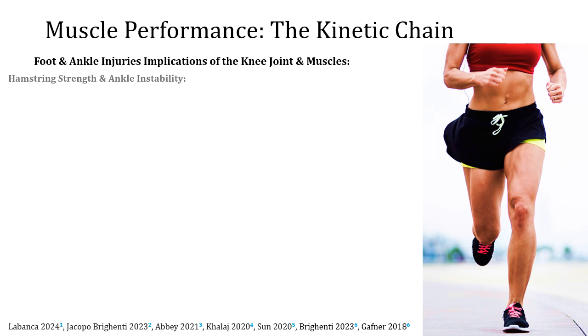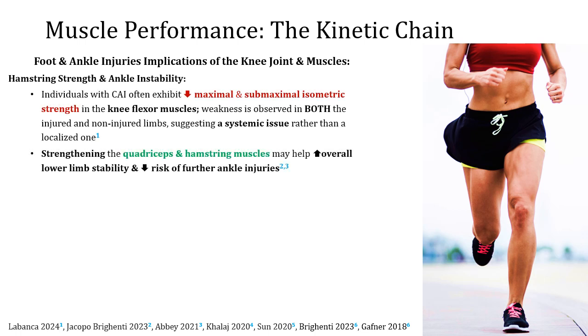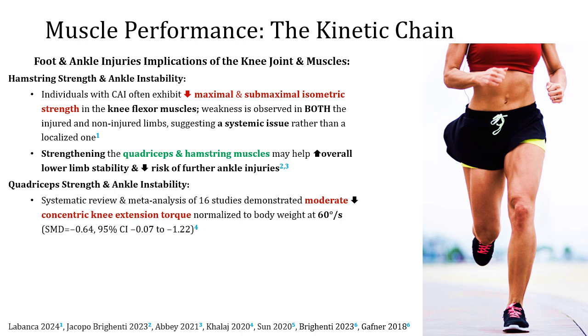Looking at the muscles around the knee, hamstring strength and ankle instability: individuals with CAI often exhibit decreased maximal and submaximal isometric strength in the knee flexor muscles. Weakness is observed in both the injured and the non-injured limbs, suggesting more of a systemic issue rather than just a localized one. Strengthening the quadriceps and hamstring muscles may help to improve overall lower limb stability, and has been suggested to help with a modifiable risk factor for ankle-related injuries.